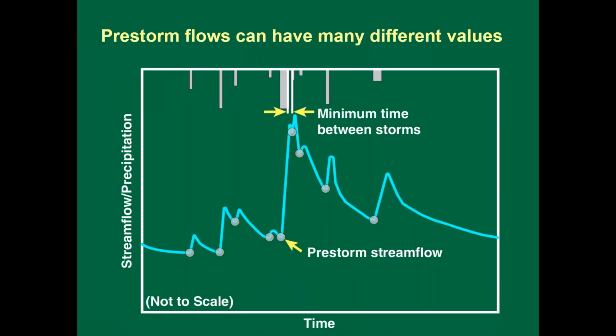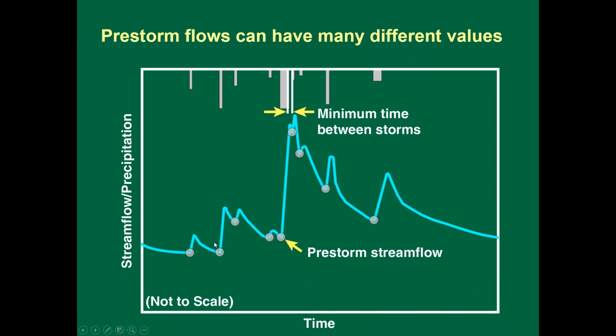When we look at these pre-storm flows, we can have many different values. Here's an event with a number of events. The small gray dot in the lower left on the lower blue line is a hydrograph, and the vertical bars that come from the top would be storm event pulses. For this first event, we have this lower hydrograph. We get a very small event. The hydrograph goes up and then comes back down, and we can see that it's a little bit higher than the first one, but not a lot.